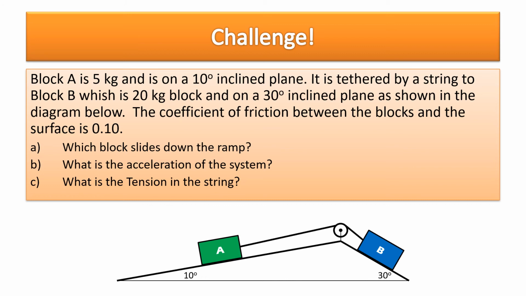Anyway, number 1 says which block slides down the ramp. So B is 20 kilograms, and it's on a pretty steep incline. Block A is only 5 kilograms. So which one so far is winning? Block B is winning because it's heavier. But maybe the incline has something to do with it too. Well, this is only a 10-degree incline. So since B is on a steeper incline as well, we know it has every reason to be going in this direction.